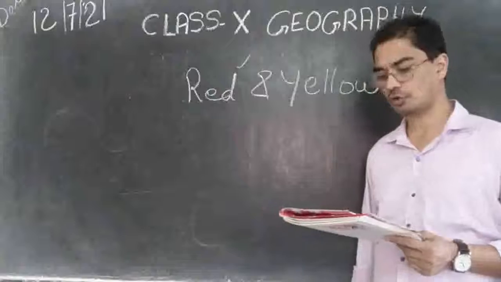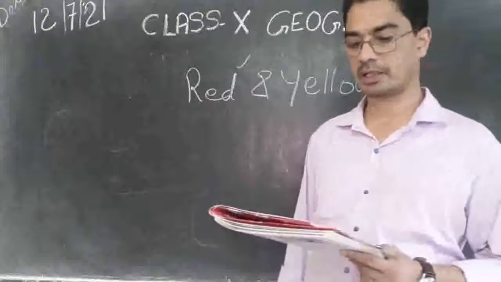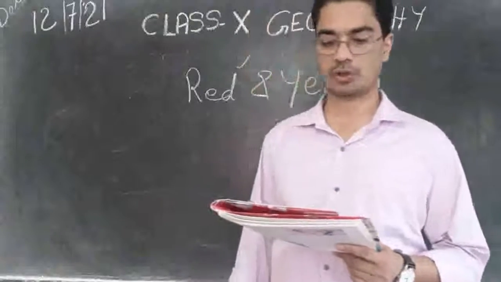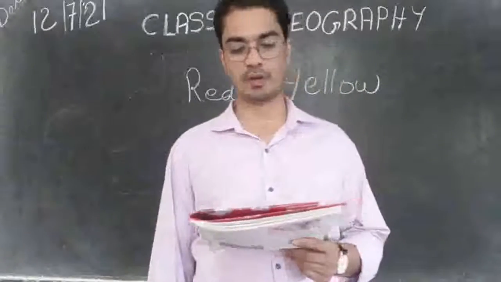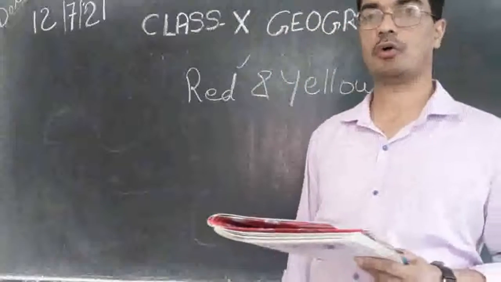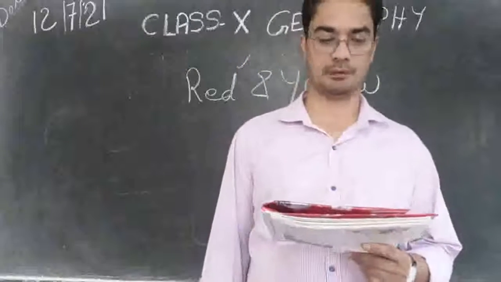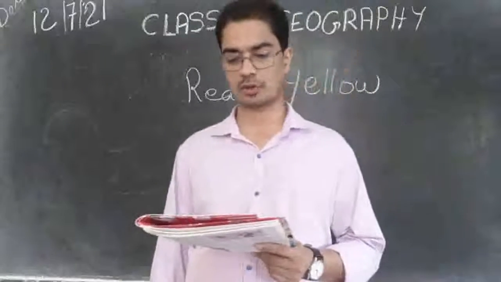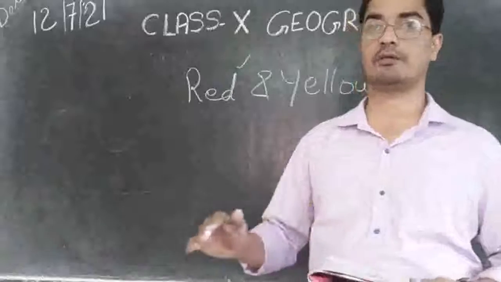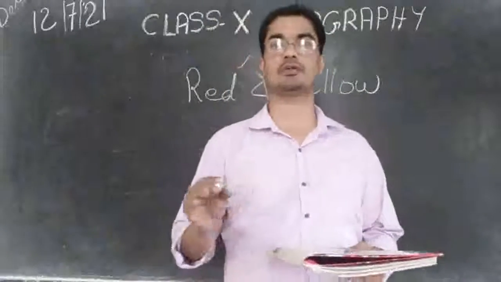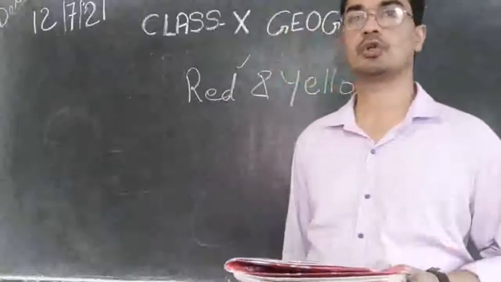Yellow and red soils are also found in parts of Odisha, Chhattisgarh, the southern parts of the middle Ganga plain, and along the Piedmont zone of the Western Ghats. So where do we find this red and yellow soil? We find them in the states of Odisha, Chhattisgarh, and southern parts of the middle Ganga plain, and along the Piedmont zone of the Western Ghats. Piedmont means the foothills, the plain level at the bottom of the hill. That area also we find. At the bottom part of the Western Ghats we find red and yellow soil.